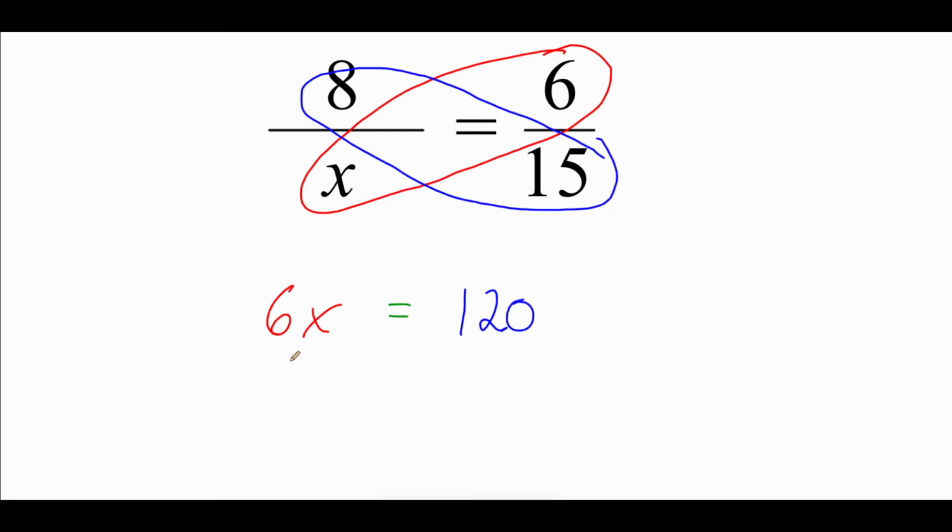Now what we need to do is look at our x variable, and right now it says 6 times x. So if we want to get rid of that multiplication by 6, what we're going to have to do is divide both sides by 6. So on the left-hand side, the times 6 and divided by 6 cancel each other out, leaving us with just a plain x equals. And then on the right-hand side, if we take 120 and divide it by 6, we get 20 as our x value.